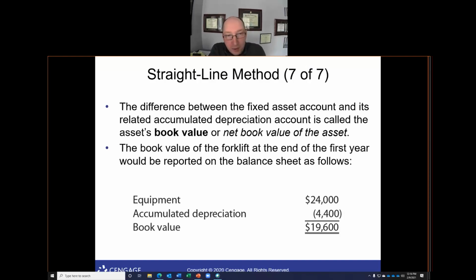Earlier we talked about this thing called book value. Book value is a difference between the original purchase price, or the original cost, initial cost of the fixed asset and the accumulated depreciation. So to figure out book value, what you do is you take the cost of the equipment minus accumulated depreciation equals book value.